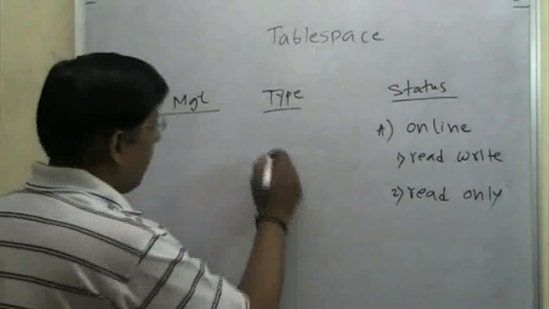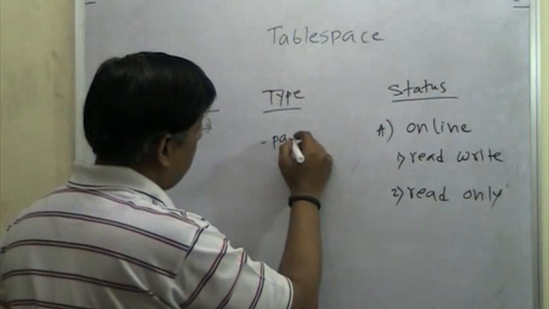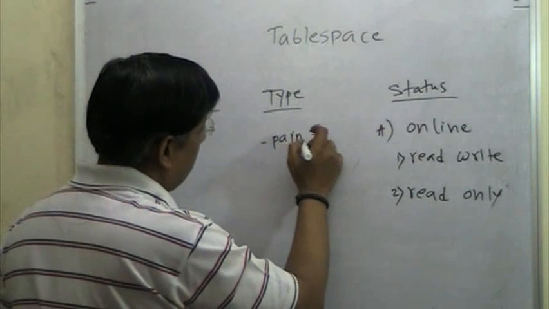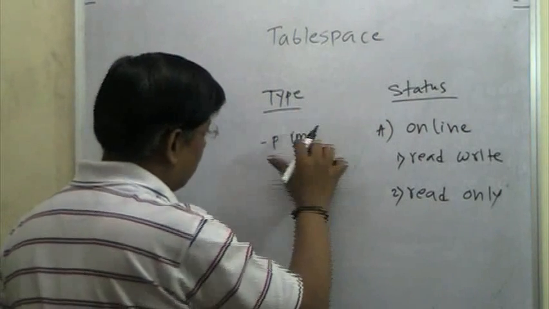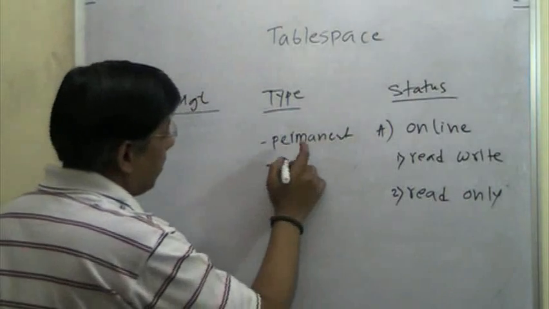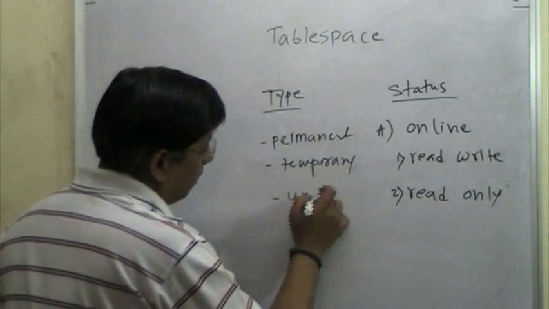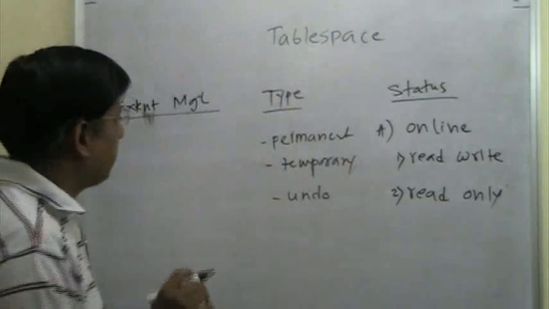Now here we had permanent. Permanent, how do you spell permanent, man? P-E-R-M-A-N-E-N-T, yes, thank you. Then temporary and undo. These are the types of the table spaces that we have seen.